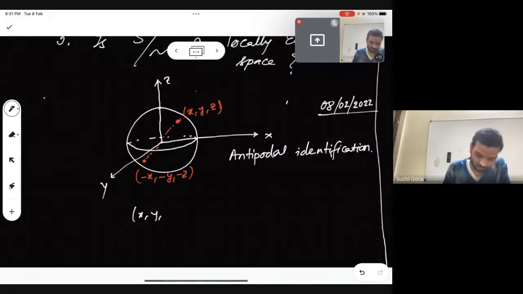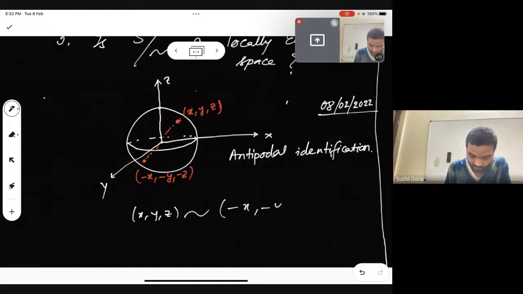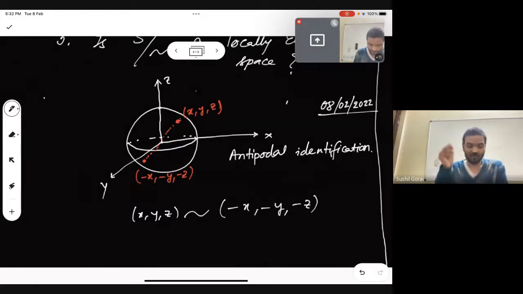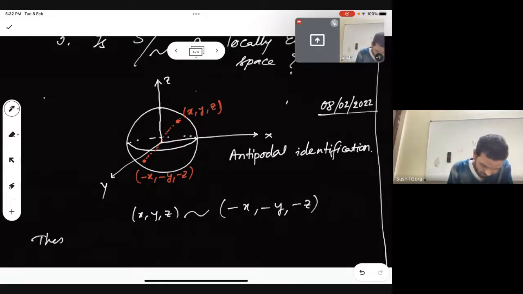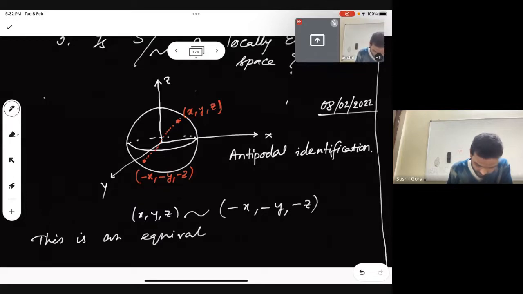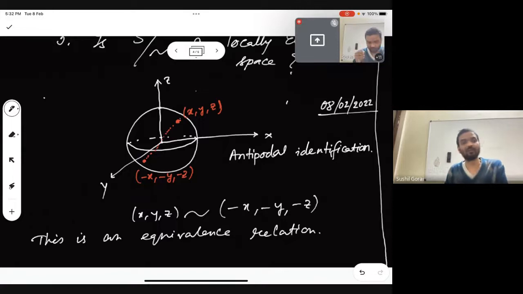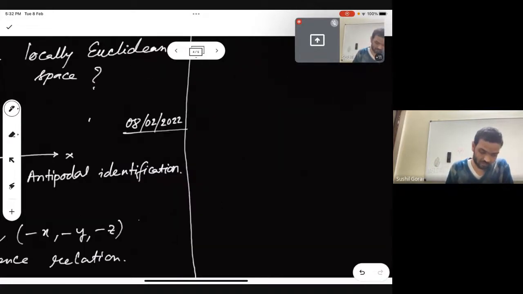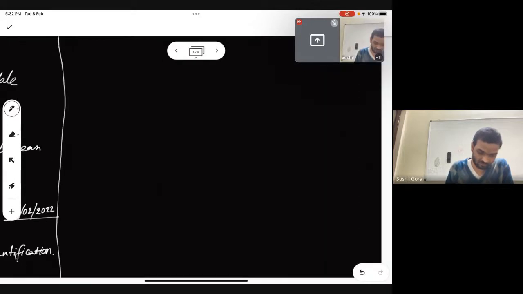Okay. So this was the antipodal identification. x, y, z is identified with minus x, minus y, minus z. Now this is an equivalence relation, so you can take the quotient with this, as we mentioned last time as well.